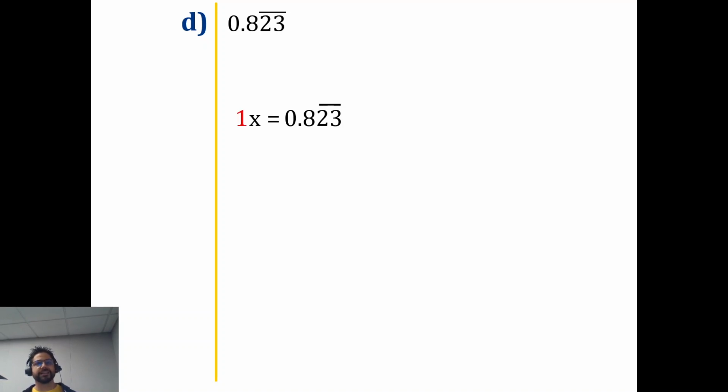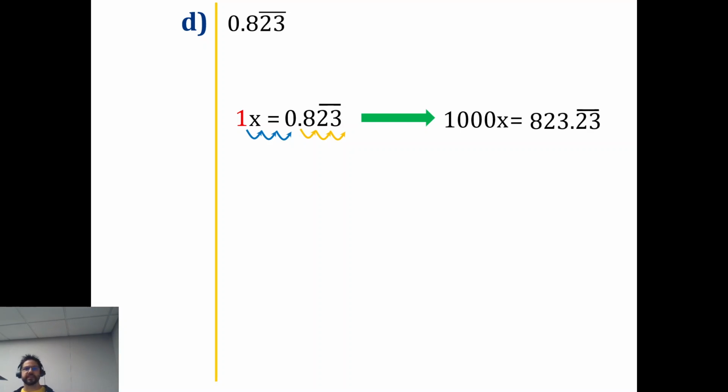So our 1x, let's see, does it fit? Move it once, twice, thrice. Fancy way to say it. Same thing over here, once, twice, thrice. So instead of a 1x, instead of a 10x, instead of a 100x, we need a 1000x. And if we do that correctly, we're going to go ahead and have this. Because again, if we move it 3 times, the 23 is still repeating after the decimal now.